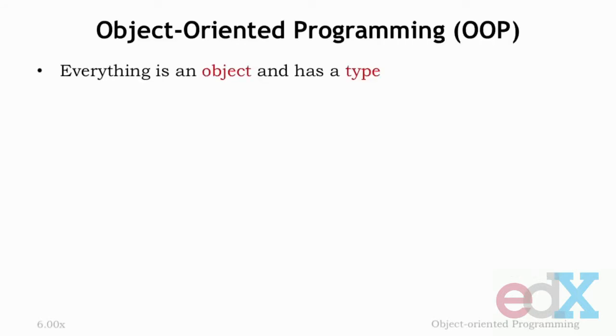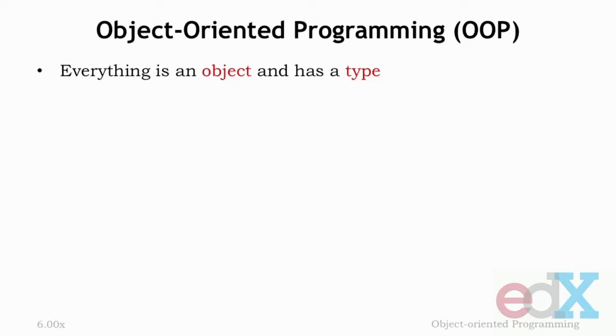Okay, so let's pop up a level and talk about object-oriented programming in general. Object-oriented programming is affectionately known as OOP. Okay, so first off, in an object-oriented programming view of the world, everything is an object and has a type. For example, the presentation that you're watching would be represented as an object, and somewhere inside of its internal representation would be a list of slide objects, one for each slide in the presentation.